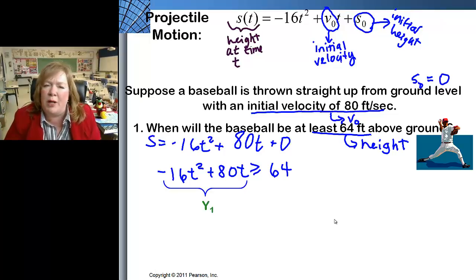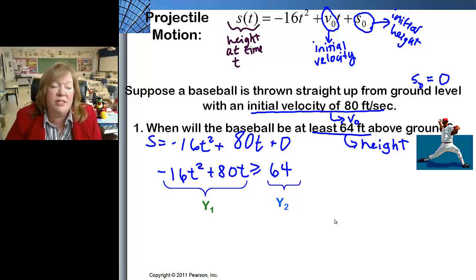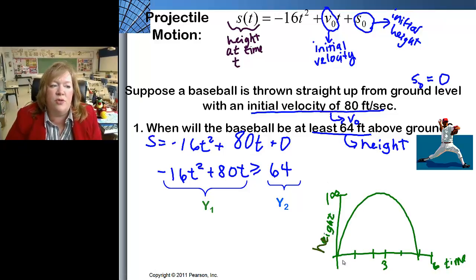So when we plug this into our graphing calculator, I'm going to put that in for y1 and that in for y2. And I'm going to look to see when my graph is above 64. So when I draw it, here's what it looks like. There's my parabola, and then I have a straight line. This is y equals 64. So you can easily see that this part is when the graph is above 64 feet. That's when the height, which is given by our y1, is more than 64 feet.